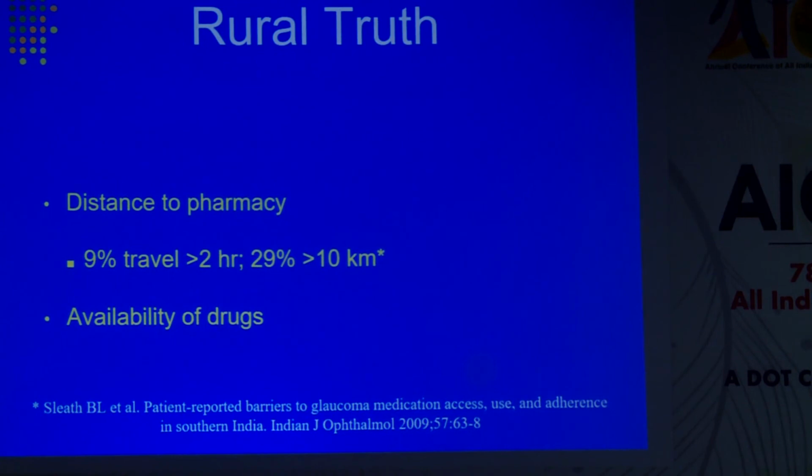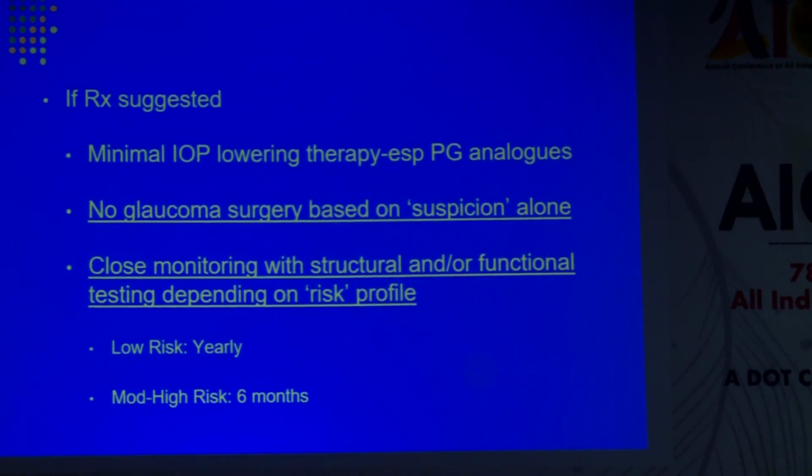From the place from where I come, this is a rural truth. The distance to pharmacy is very, very important. People travel for long hours, half days to get that bottle of Timolol. So 9% travel more than 2 hours, 29% more than 10 kilometers. Some of my patients travel half of the day to get that bottle of Timolol from the hospital. The availability of drugs is very important. Decide whether you actually need to treat or not, or you're trying to just give a bottle to the patient and finish off. And if treatment is suggested, use minimal IOP lowering therapy, especially PG analogs.